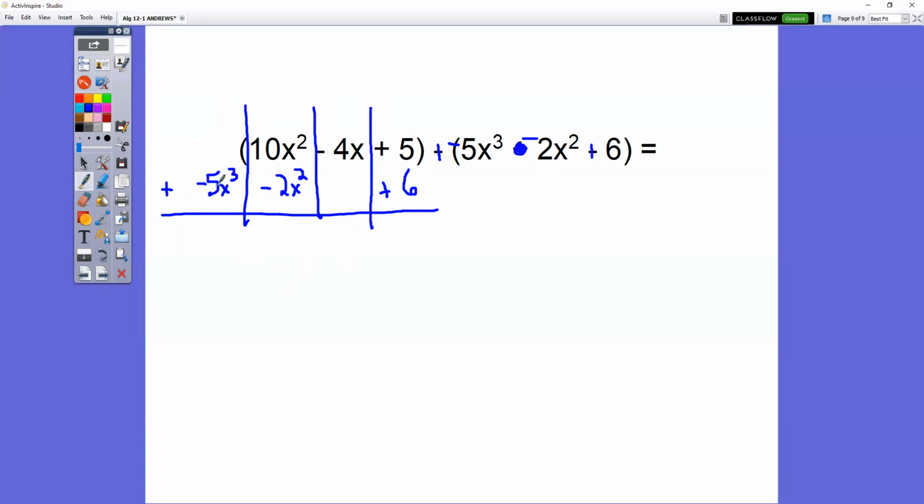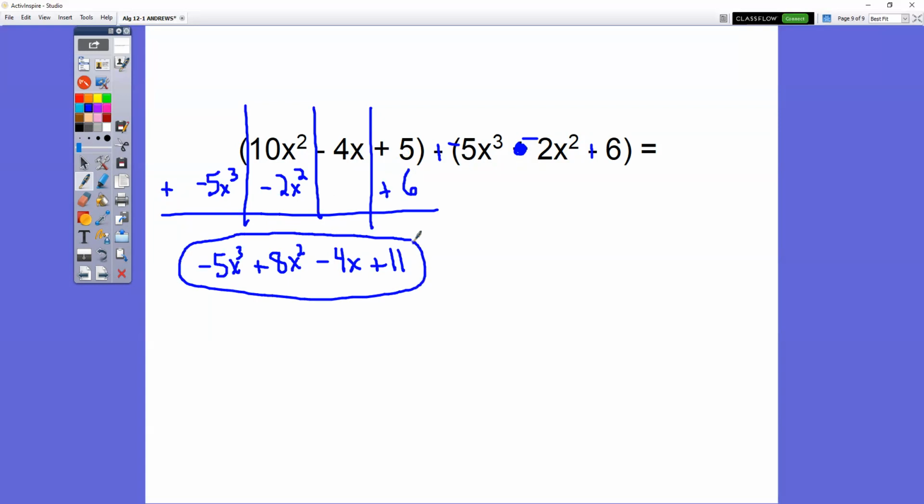So nothing plus -5x cubed is -5x cubed. 10x squared plus -2x squared is 8x squared. -4x plus nothing is -4x. 5 plus 6 is 11. So this would be our answer. Again, when it's a subtracting question, change the minus to a plus, and change all those signs in the second row.